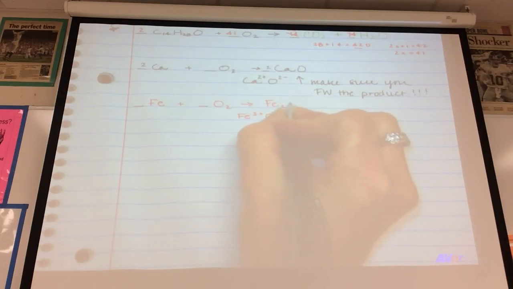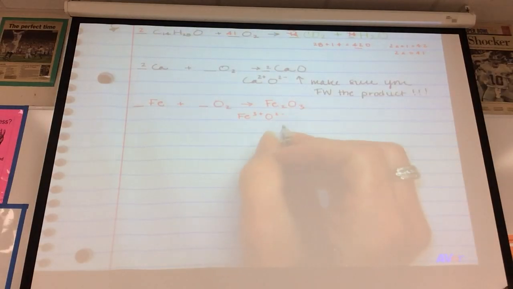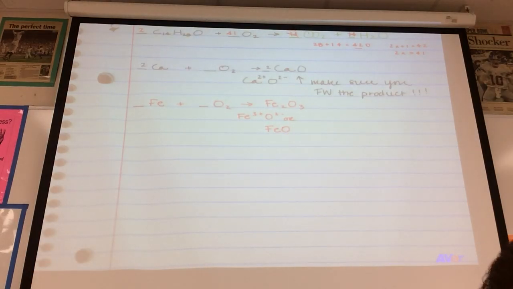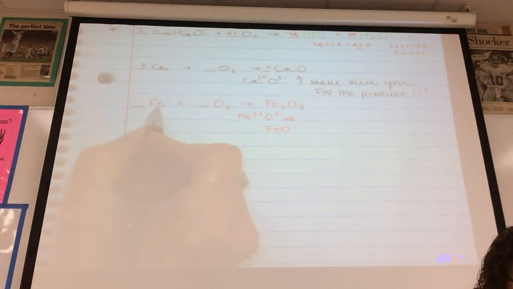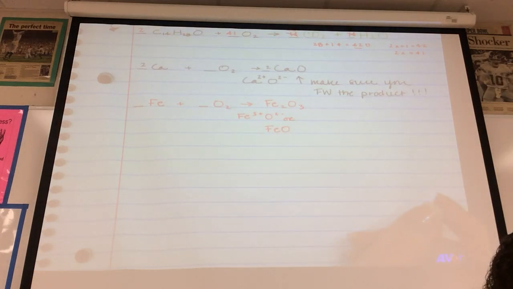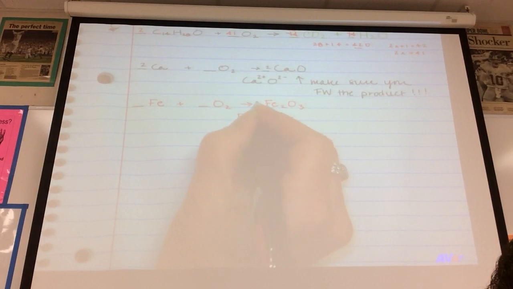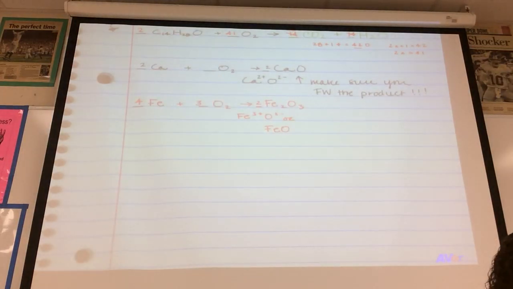So you would get this. But if they didn't tell you, you could form iron 2 oxide as such. So either of those would be fine. I wouldn't give you a transition element in a synthesis reaction because there could be so many possible answers. It would just be confusing to you. In any event, you would balance that off as you've learned previously.